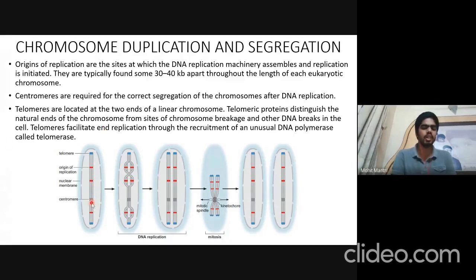Then comes the centromere. Centromere is usually single in one chromosome. So there is only one centromere in one chromosome, and it is required for correct segregation of the chromosome into the daughter cells after DNA replication.